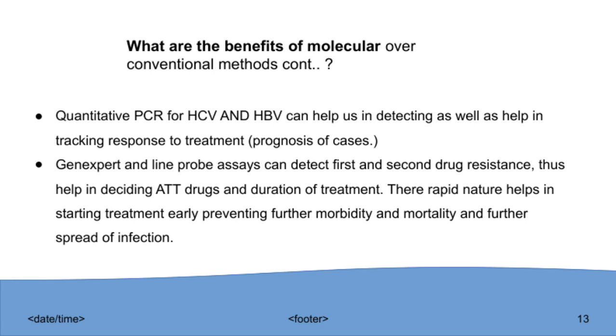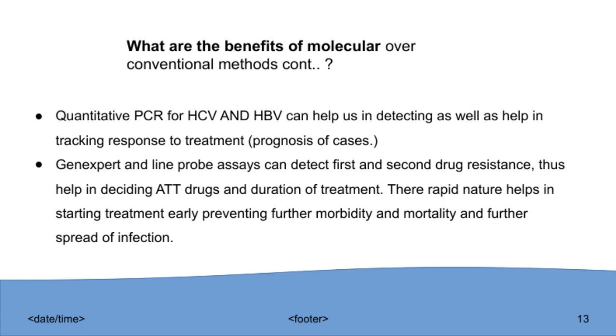Let's continue exploring the benefits of molecular methods over conventional ones. Quantitative PCR for HCV and HBV is particularly valuable because it not only helps us detect the presence of the virus, but also allows us to monitor how well patients are responding to treatment. This means we can get a clearer picture of prognosis and adjust treatment plans accordingly.